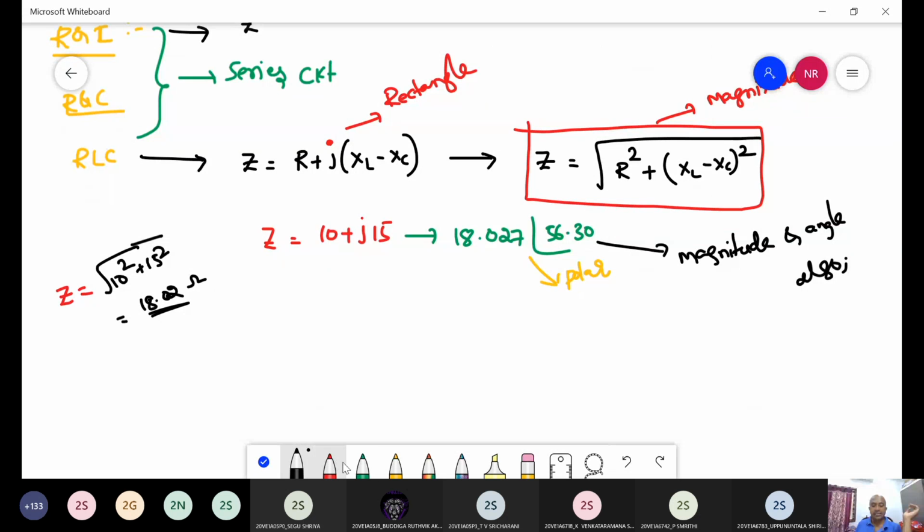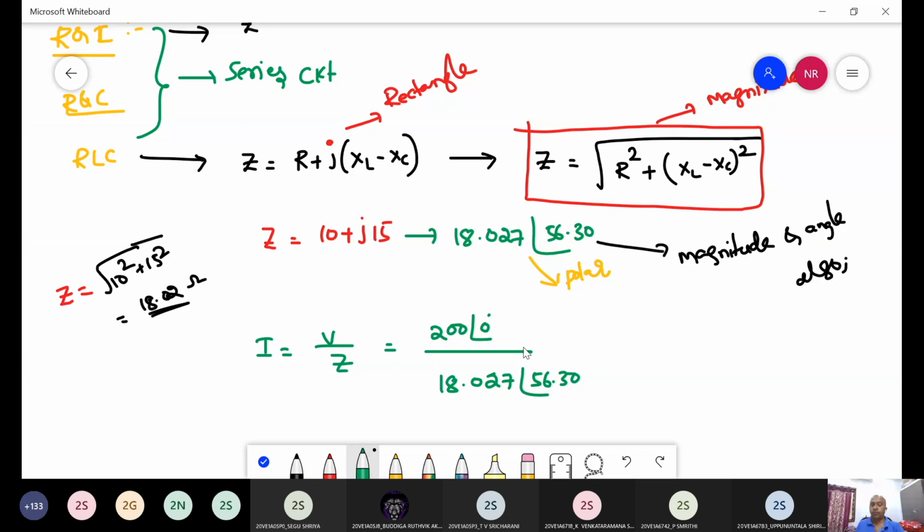Then current I is equal to, what is the formula? I is equal to V by Z. Then V is equal to 200 angle of 0, because here it is just given 200. If the angle is not given, assume that it is 0 degrees reference. Then Z is equal to, what is that here? 18.027 angle of 56.30, right? Here I told you about plus or minus.